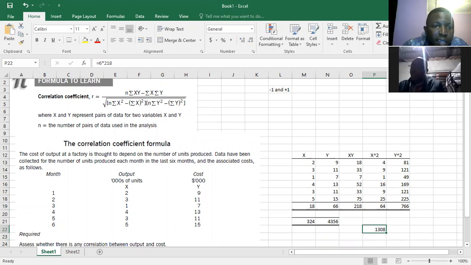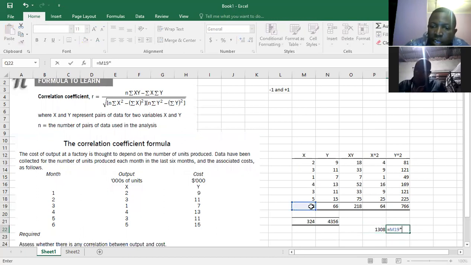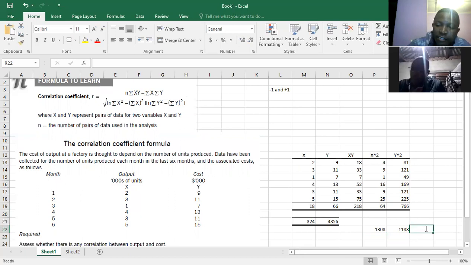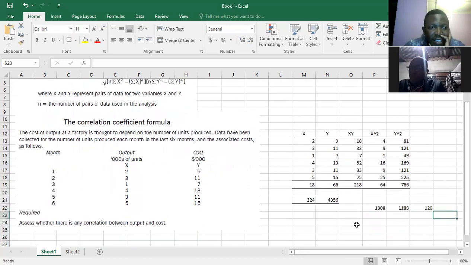So this is this part. Then what is summation of X times summation of Y? We have 1188. So on top, we find the difference, this minus this. So on top, we have 120 in our formula. Now, let's come downstairs.